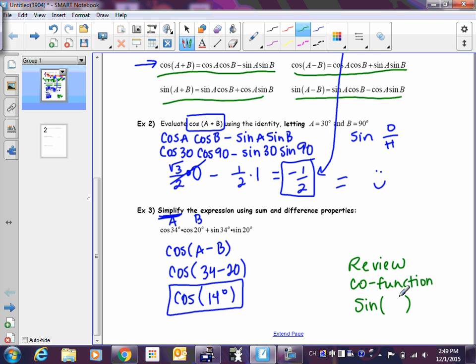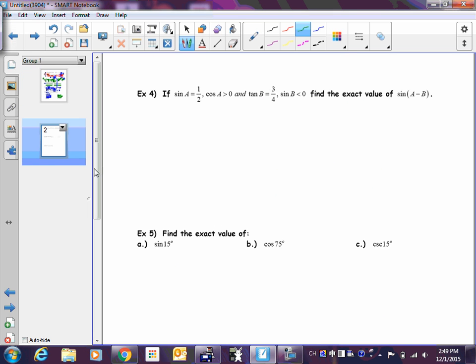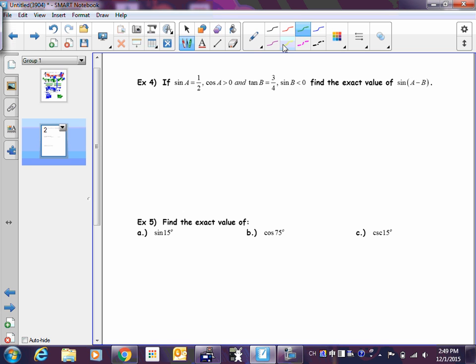Which would be 76. Now, this is also something I would need a calculator for. Make sure you're in degree mode, but you could check that. Make sure you get the same answer. Okay, that's how you could check it. All right, so that was just review. I just threw that in for fun. Wasn't that fun? Yeah. Okay, so let's look at example 4.